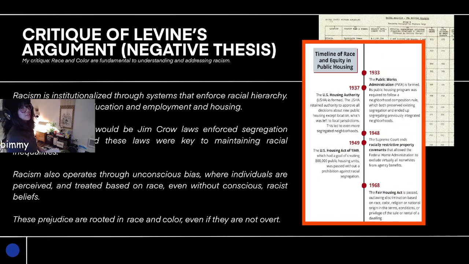Critique of Levine's argument. Okay, so racism is institutionalized through systems. There are two. Okay, I already messed up.